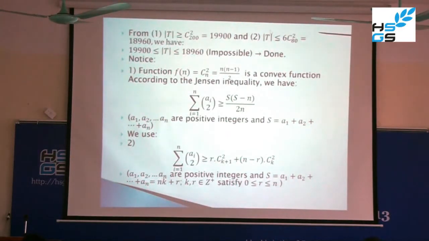So as you can see, we have completed the problem. But we have a notice here that the function f(n) equals nC2, which is n multiplied by n minus 1 divided by 2, is a convex function. And according to the Jensen inequality, we have the following inequality. We use the inequality you can see there with the following property.